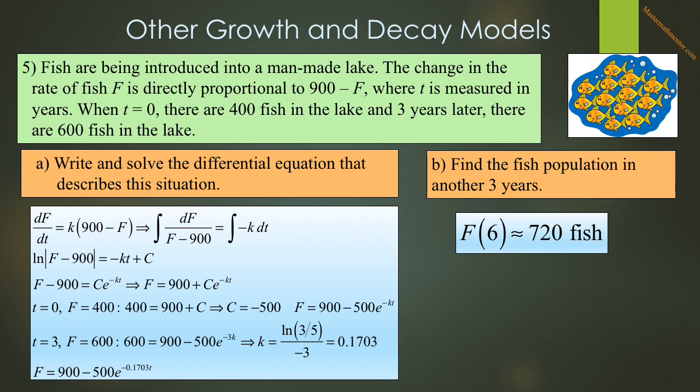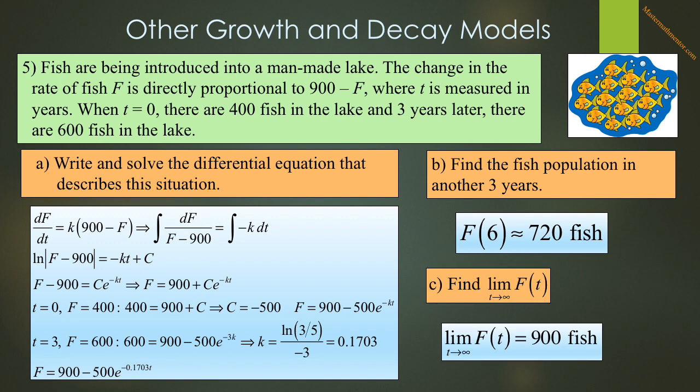B asked to find the fish population in another 3 years. So we'd like to find the value of f at 6. Plugging in, we get approximately 720 fish. Finally, in C, we'd like to find the limit as t approaches infinity of f of t, and that is equal to 900. So as time goes on, the fish population in the lake should level off to 900 fish.